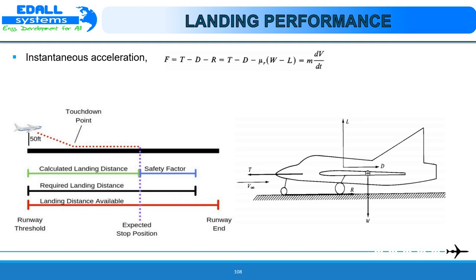Assume an average constant value for D plus mu r (W minus L) that effectively yields the correct ground roll distance at landing. We assume that D plus mu r (W minus L) average is equal to the instantaneous value evaluated at 0.7 Vt, that is velocity at touchdown. Therefore, F is equal to T minus D minus R, which is equal to T minus D minus mu r (W minus L), which is equal to m dV by dt. Therefore, the equation of motion for landing becomes minus D minus mu r (W minus L) is equal to m dV by dt.